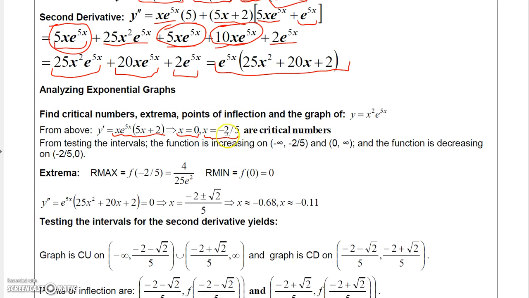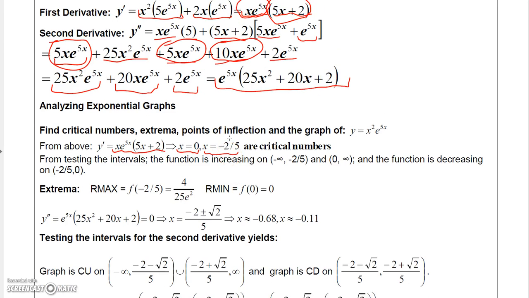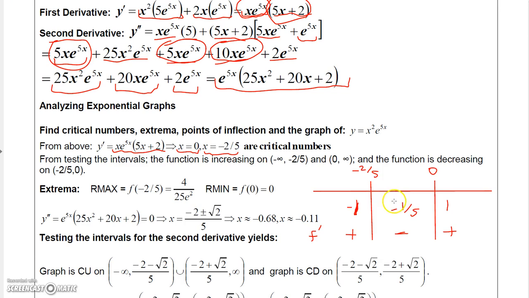Now you need to test the intervals to determine where the function is increasing and decreasing. So let me set that up for you and I'll show you. Okay, so I just did a kind of crude table here for you. Negative 2/5 and 0 are the critical numbers, so I've got a test number to the left of negative 2/5. I'm going to use negative 1.